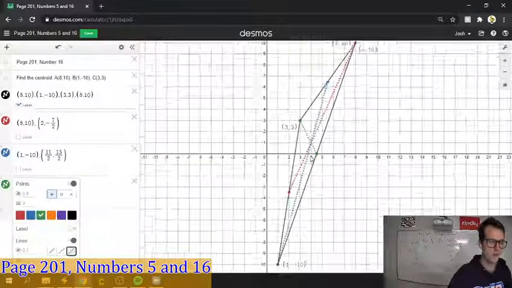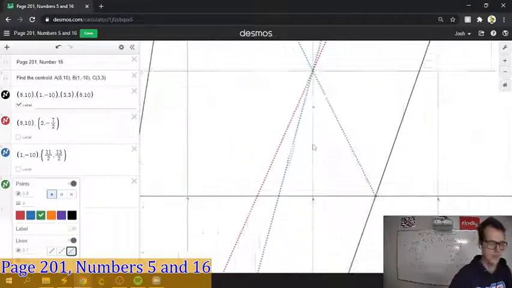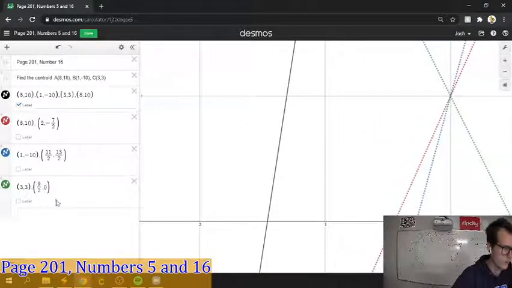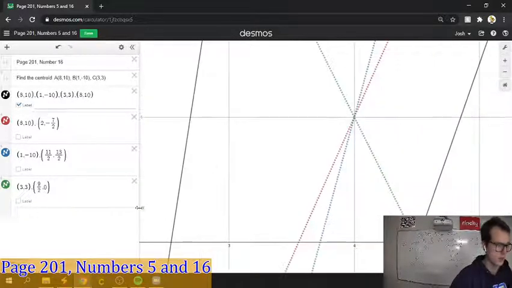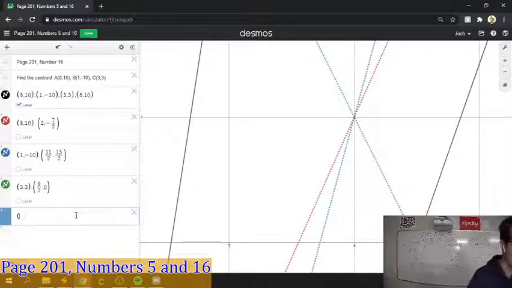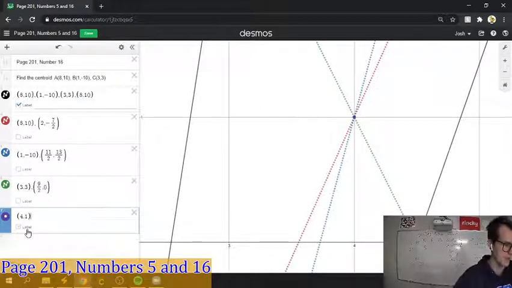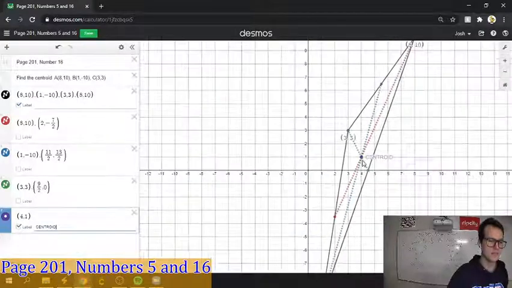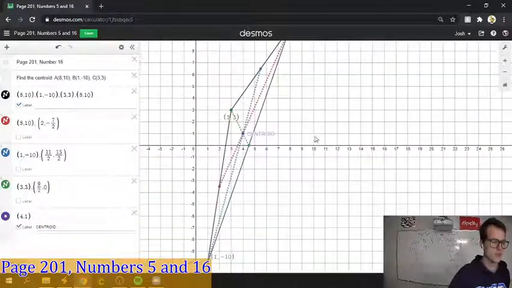Let's zoom in and find out what spot this is. It looks like it's right here. X value of 4, we can see that. And a Y value over here, we can see it's positive 1. So (4, 1) is where I believe this centroid is. Just to confirm, I'm going to plot the point (4, 1) and label it centroid. And it popped up right where our three medians intersected. So this is how you can use Desmos to find a centroid.